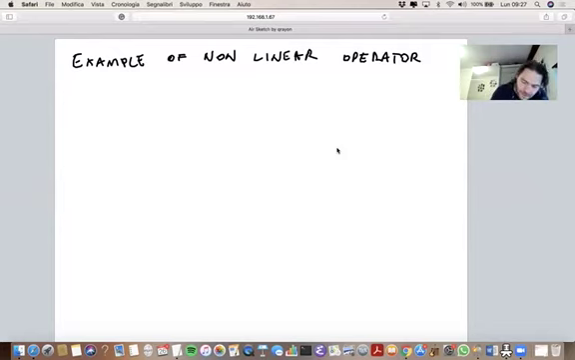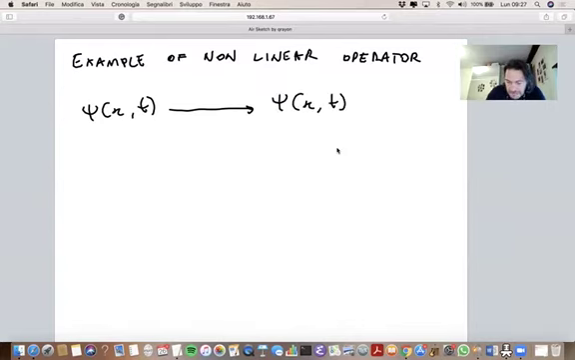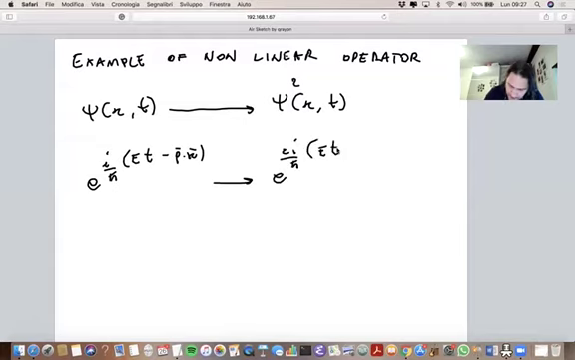Well, for instance, you take the function psi and you define a new function psi(x,t) squared. Why not? For example, this is my usual plane wave function that I discussed many times in this course. And if you take the square of it, then of course you get a 2i over h bar e to the power of (px minus Et).